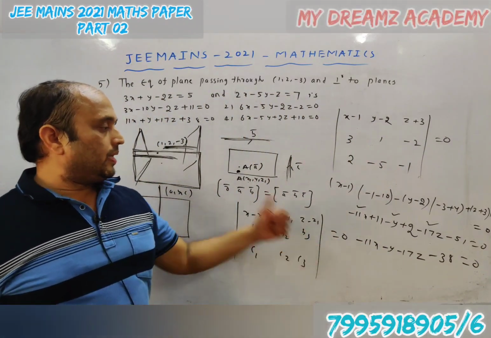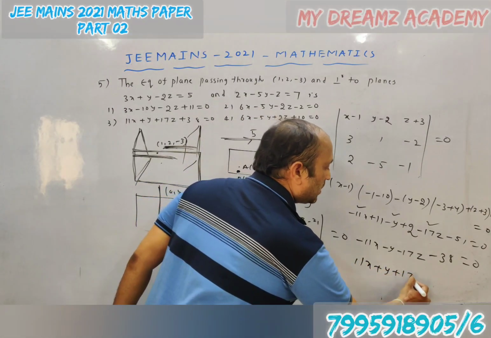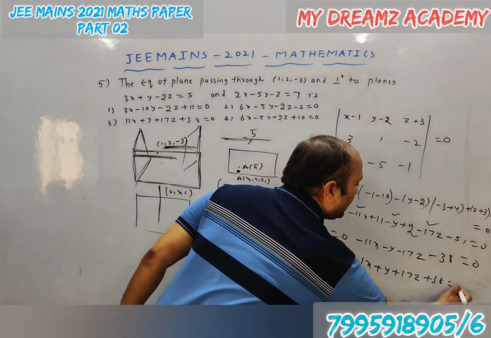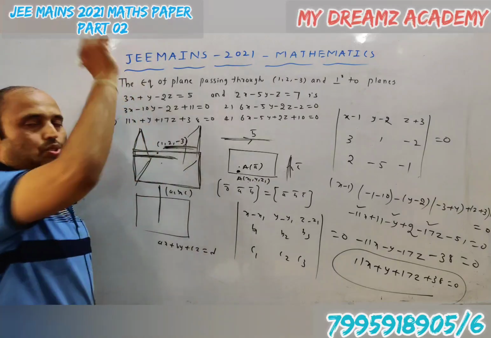Now take minus common here. Our required answer is 11x plus y plus 17z plus 38 equal to 0. This is our required answer. So our third option is true.